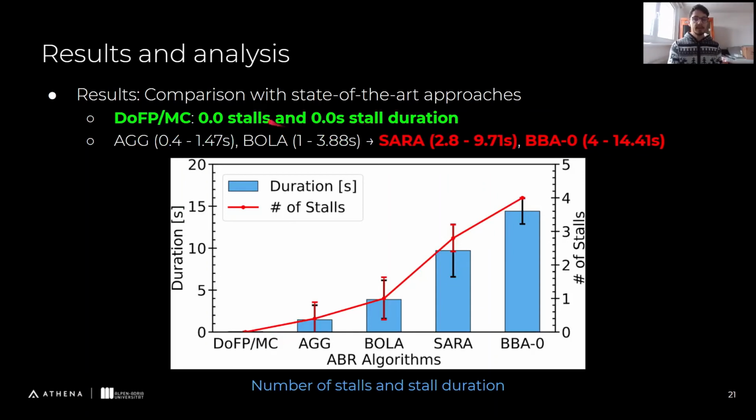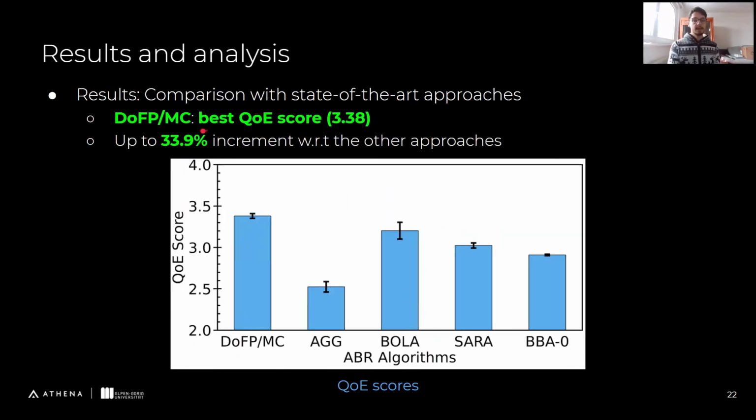Then, in the comparison with the state-of-the-art approaches, for the number of stalls and stall duration, DFPMC outperforms the others with 0 stalls and 0 seconds of stall duration. Whereas AGG, for example, provides 0.4 stalls on average and 1.47 seconds of stall duration. And the worst result is scored by BBA with 4 stalls and 14.41 seconds on average. Lastly, for the QoE score, DFPMC also scores the best QoE value with 3.38, with up to a 33.9% increment with reference to the other approaches.